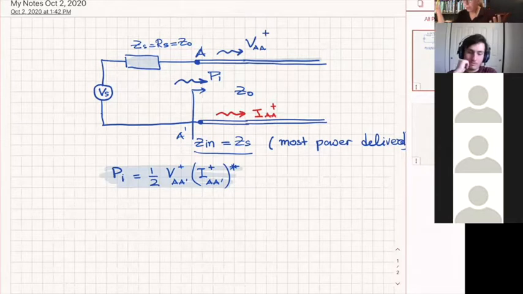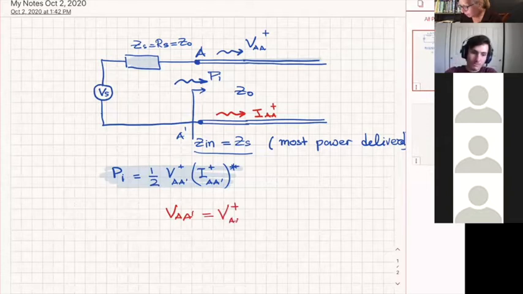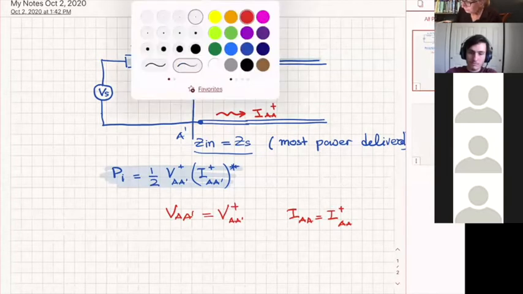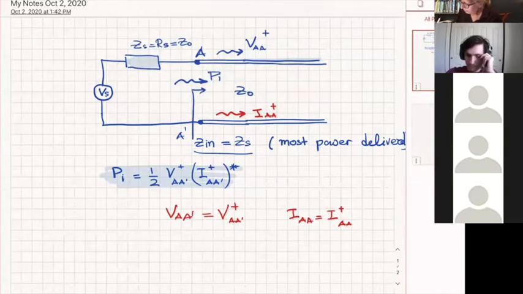Therefore, the total voltage on my line at AA prime is going to be only the incident. Do you agree? That's why I put a plus there, because there is no reflected. And the total current at AA prime is going to be only the incident, because there is no reflection from the line. No reflection here. Dr. Katehi? Yes. Are those I of AA or I of A prime? A prime. I'll put it.